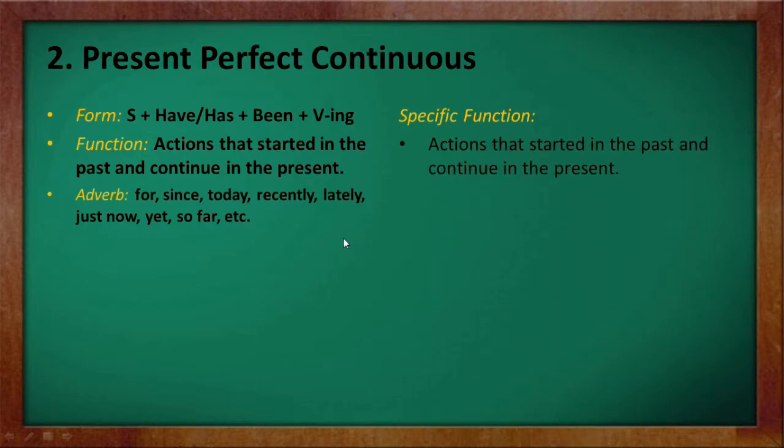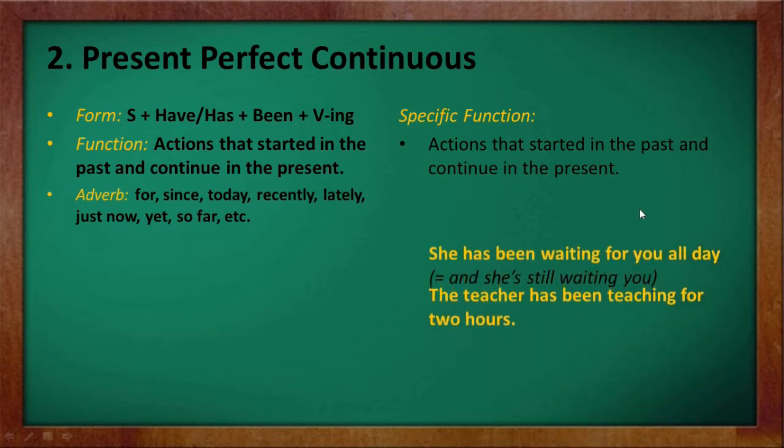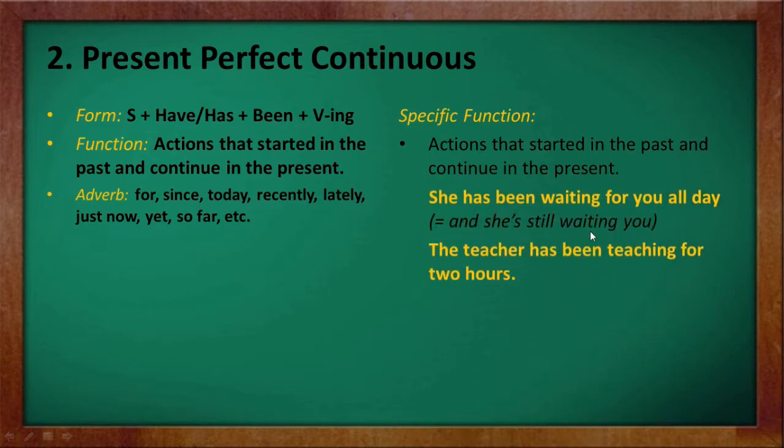The specific function of this tense is to express an action that started in the past and continues in the present. This seems like a general function. Okay, the example sentence is: She has been waiting for you all day. She has been waiting is still continuing in the present. And the next example is: The teacher has been teaching for 2 hours. The teacher has been teaching, still in process.